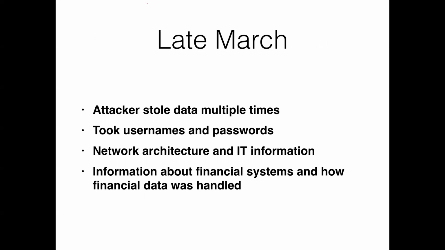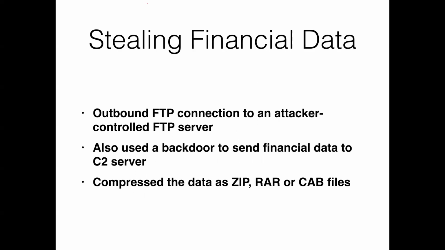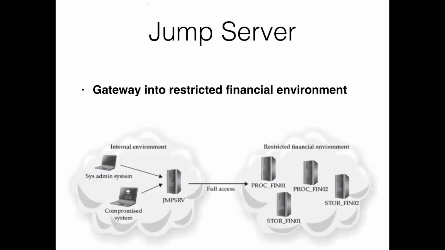They have not yet been able to steal the credit card numbers, but they have begun to find out where they are. So in order to steal the financial data, they want to have an outbound FTP connection to shuttle the data out, and they're going to compress the data as little files and send it out. And that's why they needed to get to a jump server.